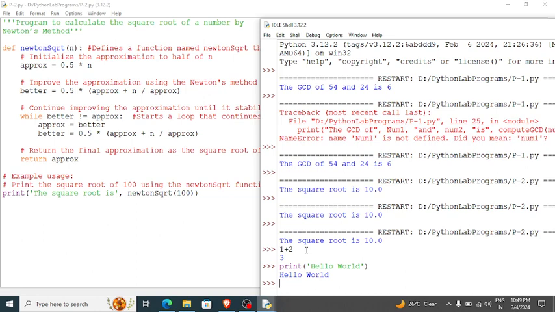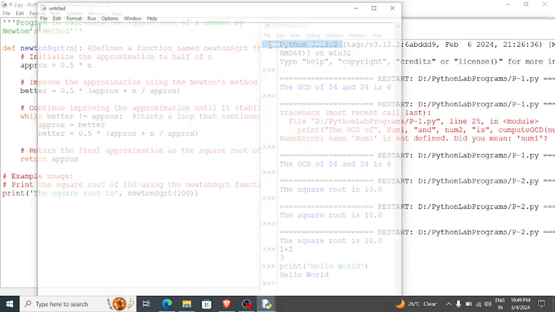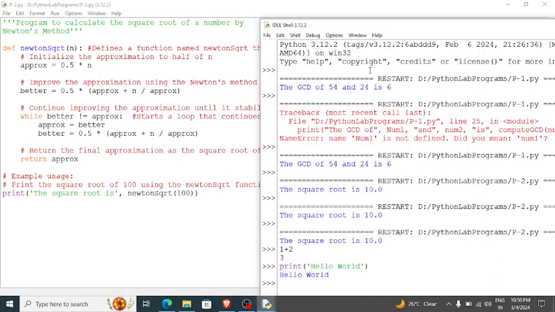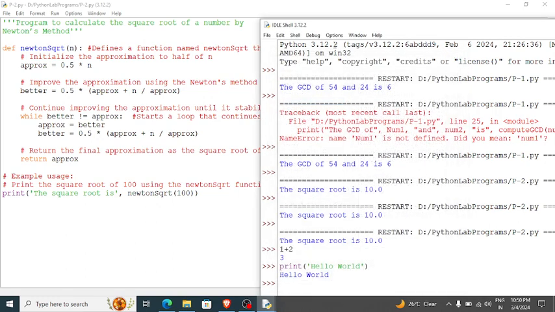If you want to use multiple lines of code, as I've already told you, go to New File and click on it. You will get a scripting file like this, where you can type multiple lines of code. And if at any point you want to increase the size of the font, go to Options and click on Configure IDLE. You have various options here. Rather than complicating things, you can normally select 14 or 16 or 17 based on what font size you want. That would be very helpful.